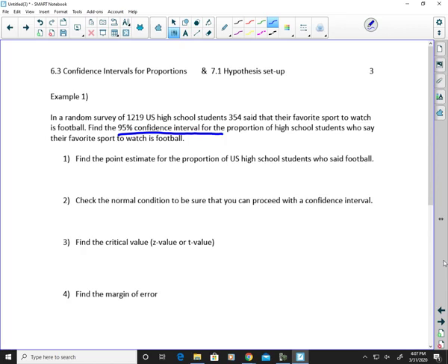So first of all, the point estimate. The point estimate will be our sample value. We had 354 out of 1,219. So we got a value of 0.2904. Now we're going to check the normal condition to see if we can proceed.